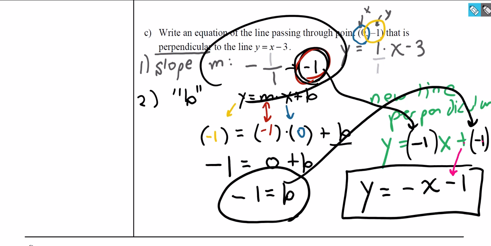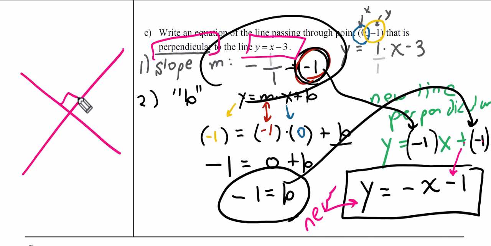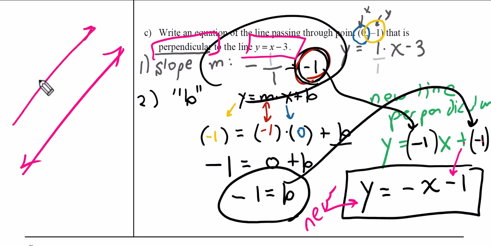Of course, you're invited to graph these by hand, which nobody has time for. Or if you want to use Desmos, you could graph these two lines, right? You could graph the original line and then graph the new line. And they should be perpendicular. In other words, they should be doing something like this, right? Forming an X. And if they are, good, you got it right. If you're looking at part B and they're supposed to be parallel, they should look something like this.